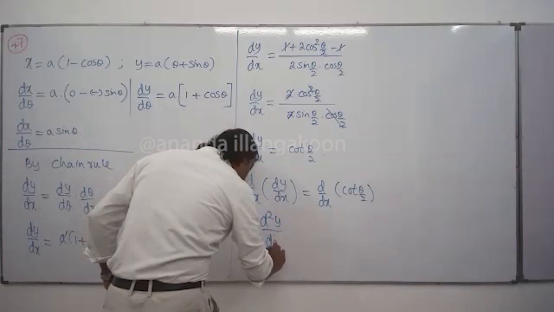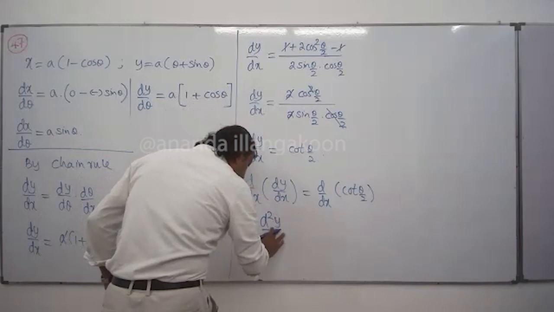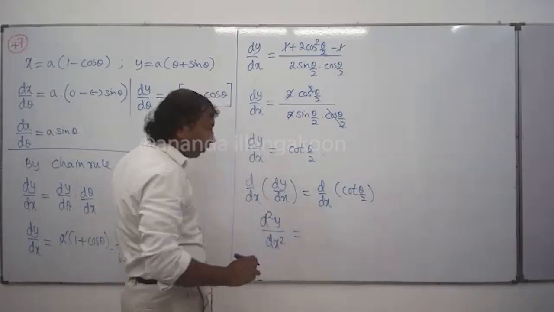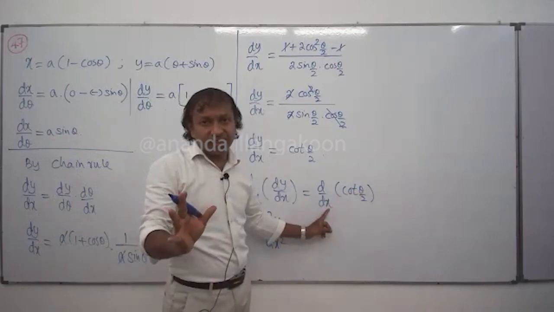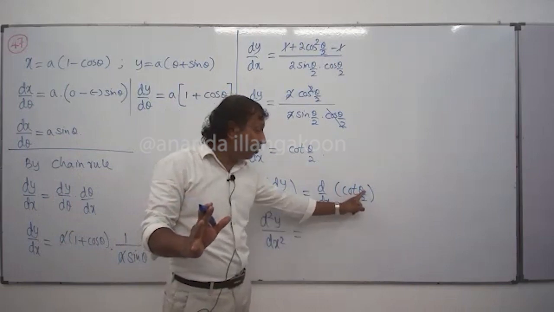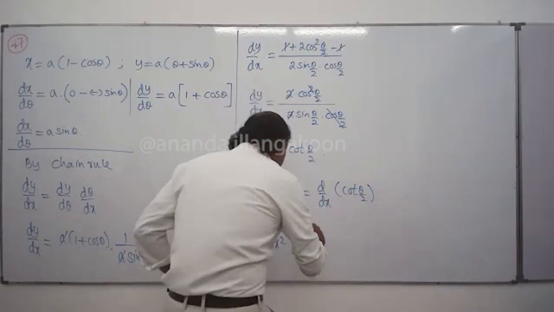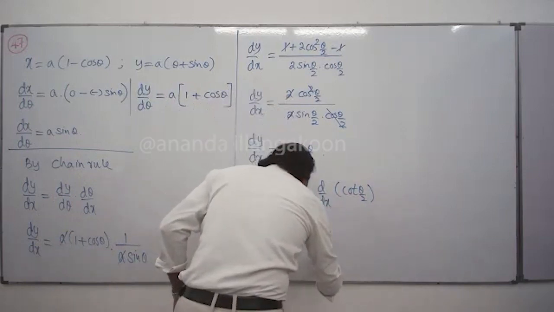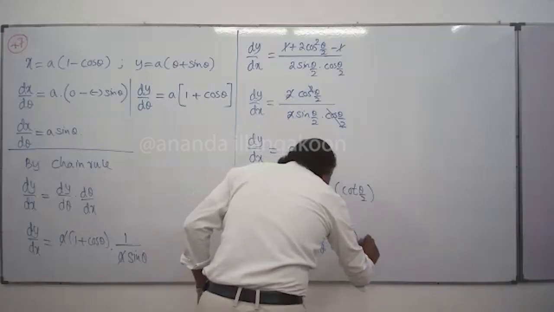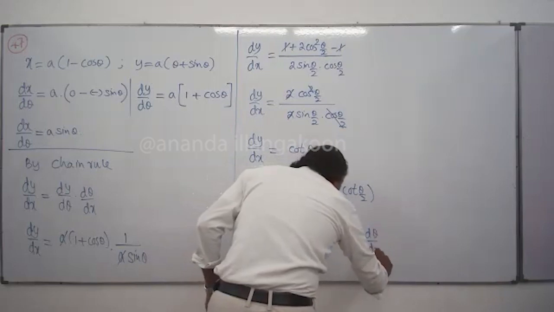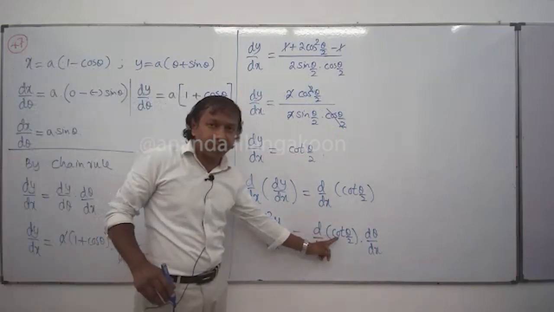d2y over dx2. Now here we have theta, but that should be differentiated with respect to x. We can't. We have to have here theta, because this letter only we must have here to differentiate this. Then here we apply chain rule, right? In place of dx we write d theta, and this must be multiplied by d theta by dx. Tell me how to differentiate cot.